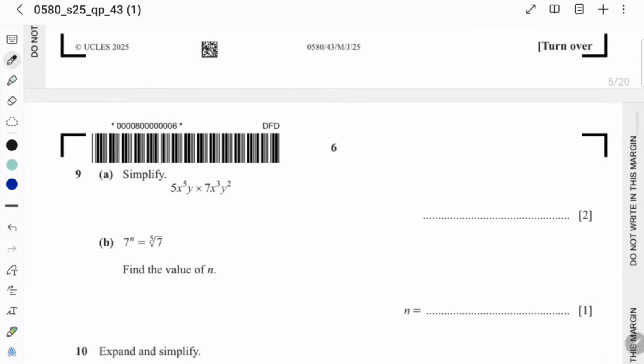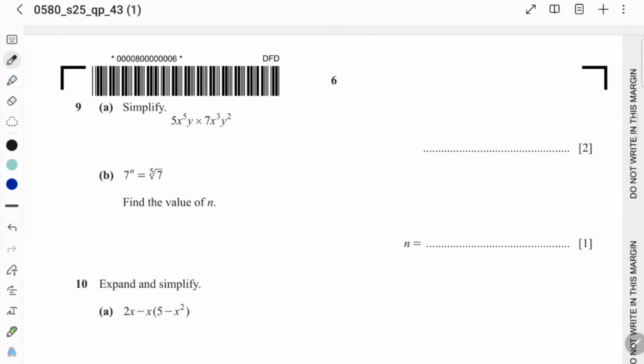Now go to the next question, question number 9. Simplify. Simplify means this multiply sign is in the middle. Multiply the coefficients and add the powers. Same variables, same base, and add the powers of them. 5 times 7 is 35. And then x is 5 and 3. 5 plus 3 is 8 and 1 plus 2 is 3. This is 1; nothing powered means power 1. So 35x to the power 8, y cube.